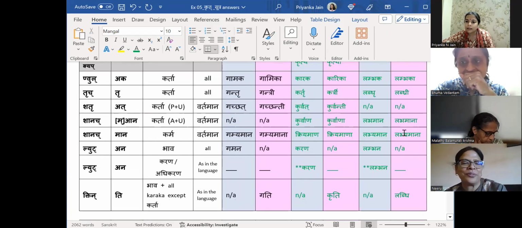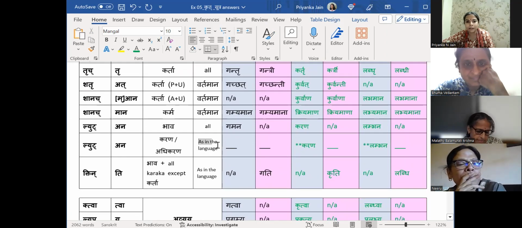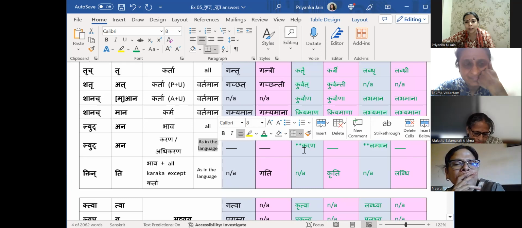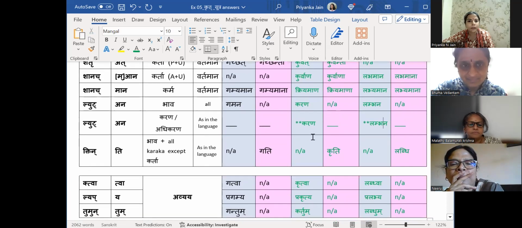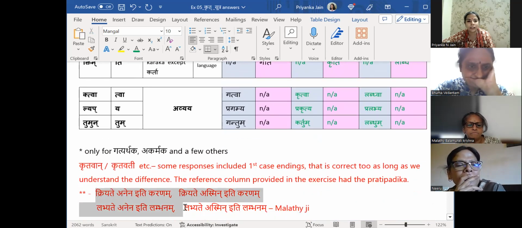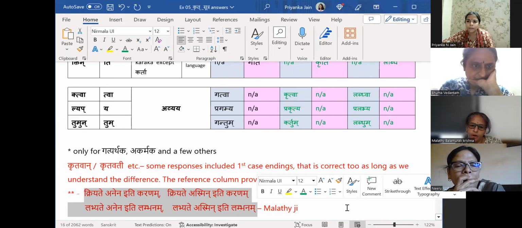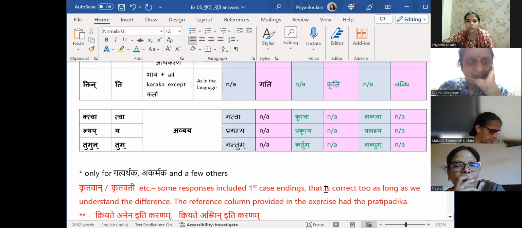And then this Lyut form, where I had written if seen in the language. I was not sure if it exists or not, but Madlathi ji had given this note, right? Kriyate anena karanam. Karana and Adhikarana are definitely possible in Lyut in the Ashtadhyayi.